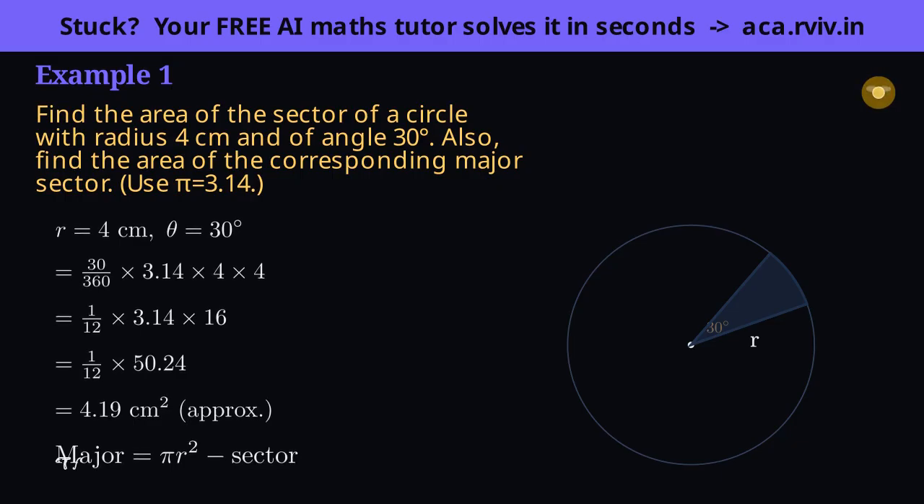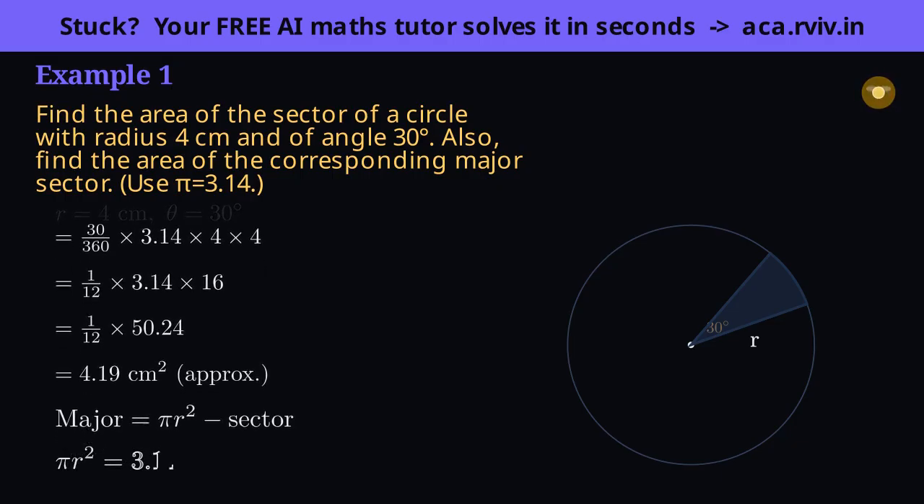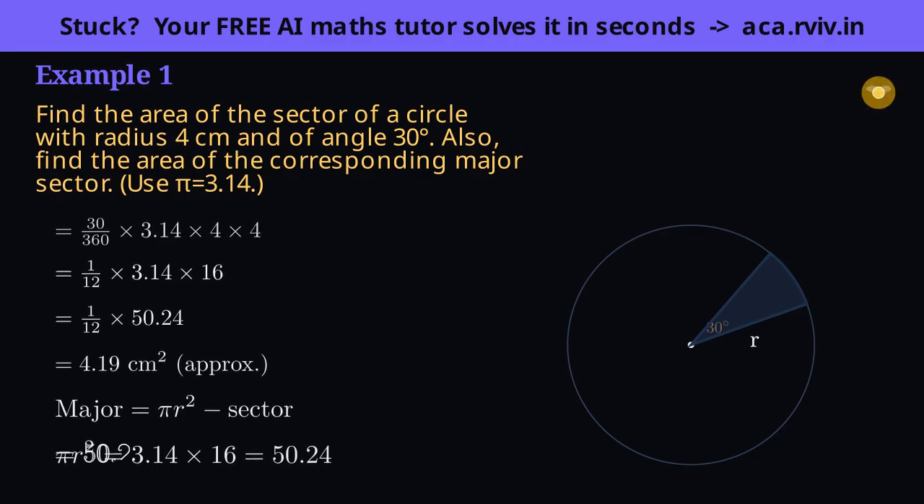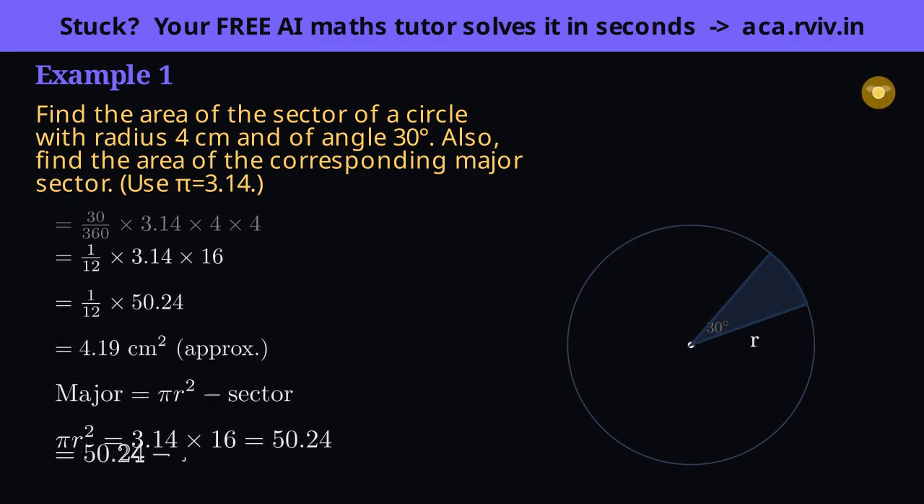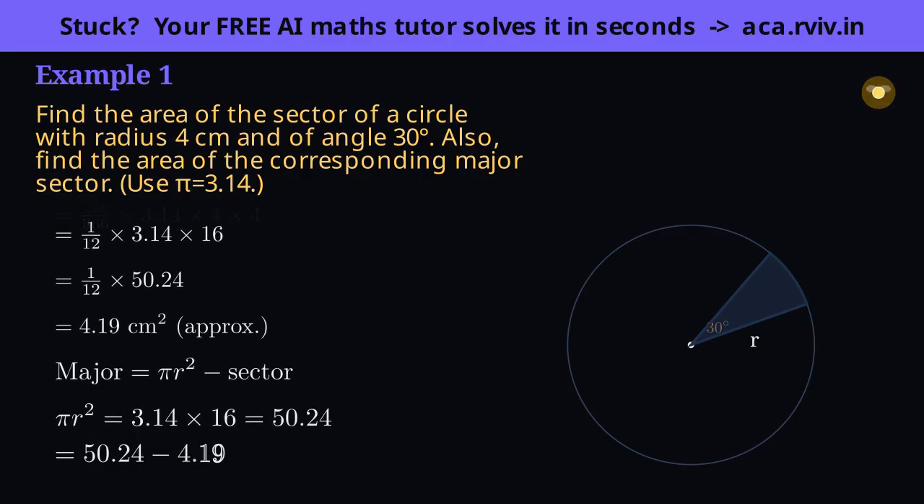So we need the whole circle's area, pi r squared, which is 3.14 times 16, the same 50.24 we met a moment ago. Good, we've already done half the work. Now subtract the minor sector we found, 4.19, from the full 50.24. What remains is everything outside our slice.